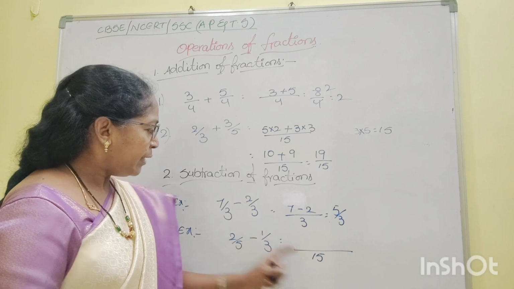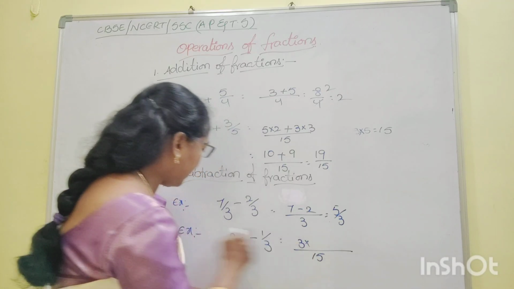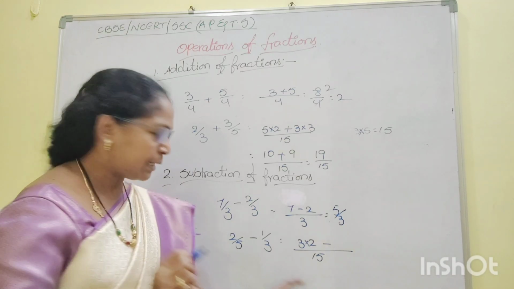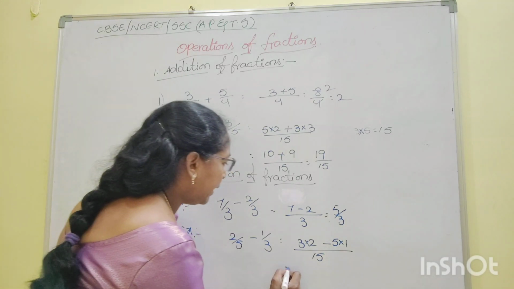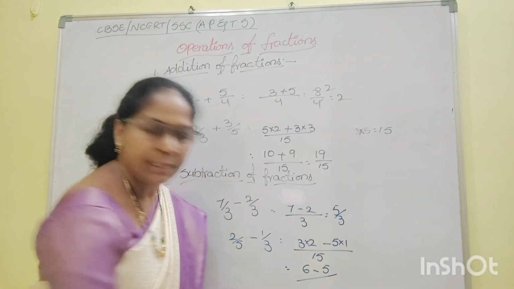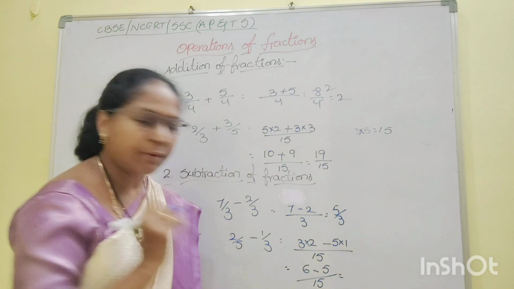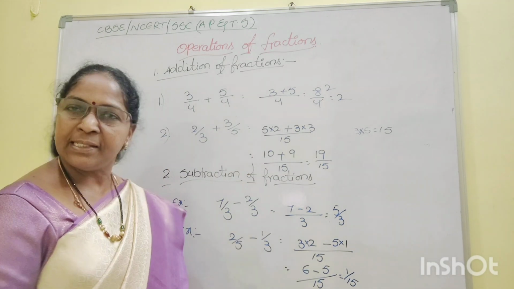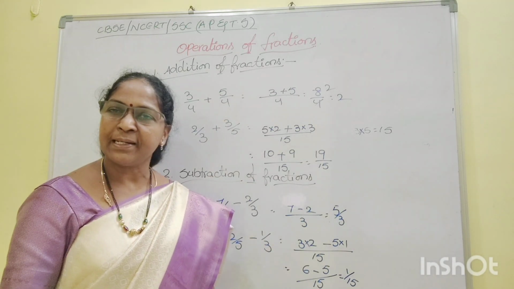Now, 5 divides 15 how many times? 3 times. So that 3 multiplied by the numerator: 3 into 2, minus 3 divides 15 5 times, so 5 into 1. Now 3 twos are 6 minus 5 ones are 5, divided by 15. Now, 6 minus 5 equals how much? 1. 1 by 15 is the answer. This is the procedure of addition and subtraction of fractions. Next one is multiplication of fractions.